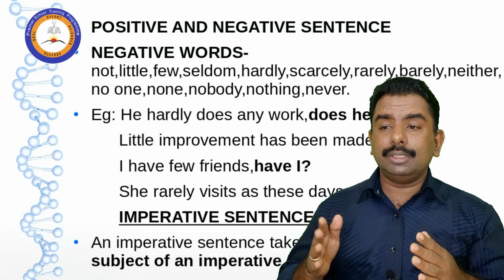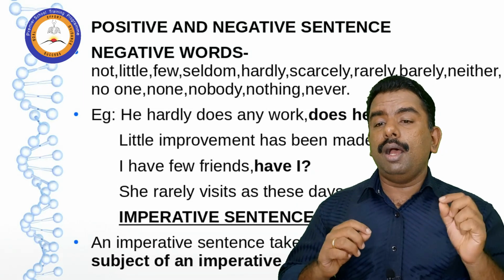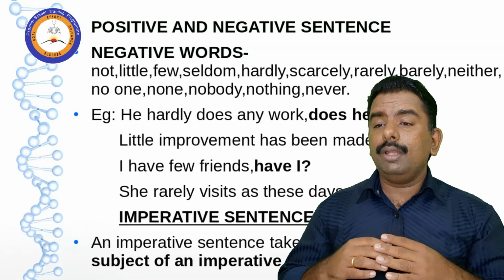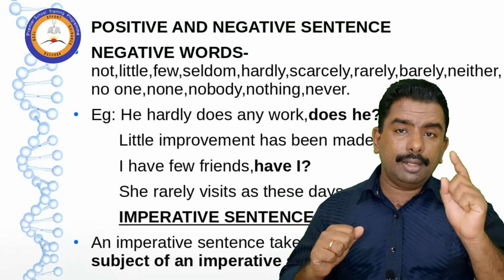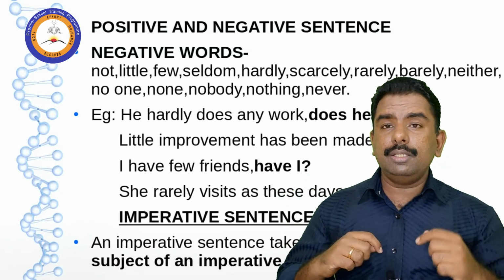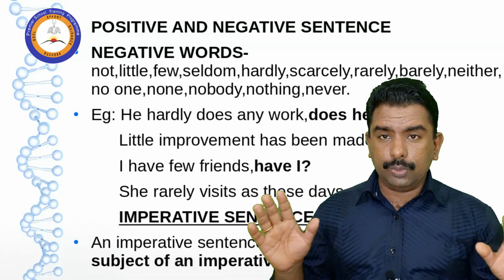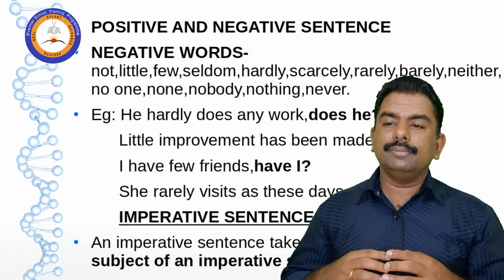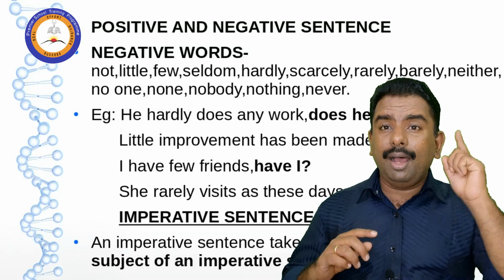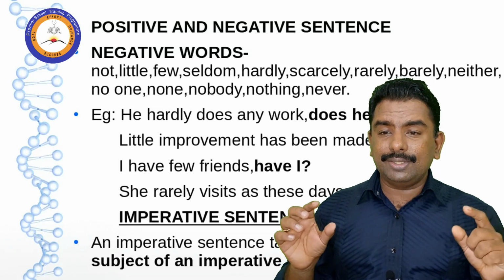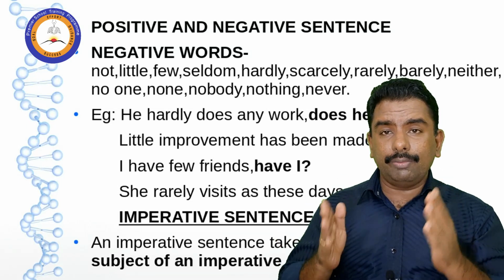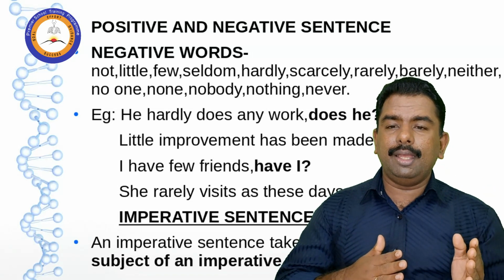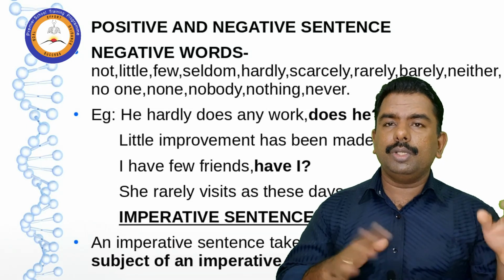These words: not, little, few, seldom, hardly, scarcely, rarely, barely, neither, no one, none, nobody, nothing, never. You have to keep in mind these are negative words. Examples: He hardly does any work. Hardly is negative, so the sentence is negative. Does is the auxiliary verb there, so we just pick that auxiliary verb, put the pronoun, and then put a question mark.